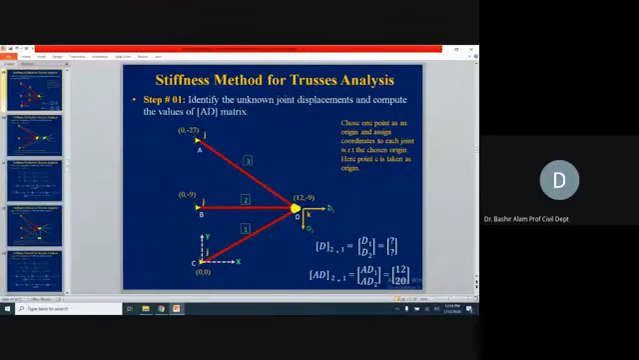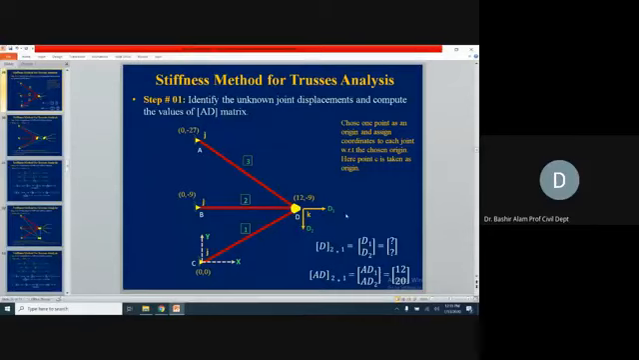Horizontal, which is D1, and we assume it to the right positive. Remember, it is your choice whether you want to take left or right or up or down. It is your choice initially. And D2, which is in the vertical direction, here we say the downward direction. Let's take this as our positive direction. So D1, D2, these are the two kinematic degrees of indeterminacy in this problem.